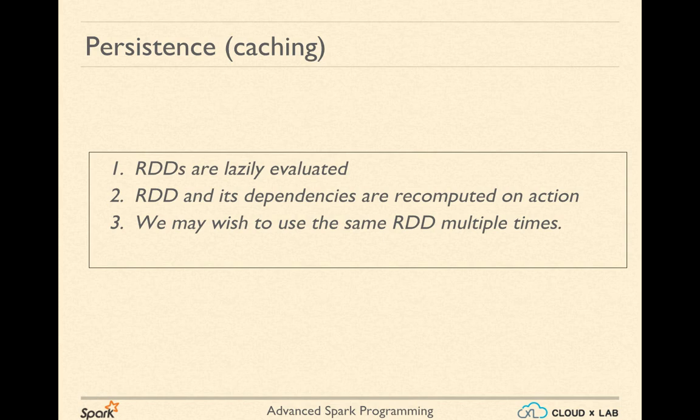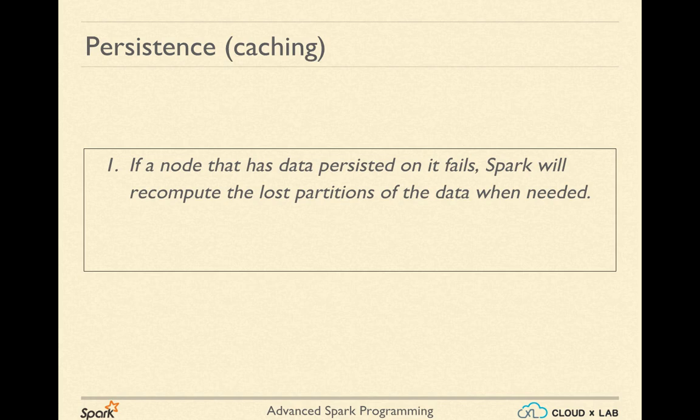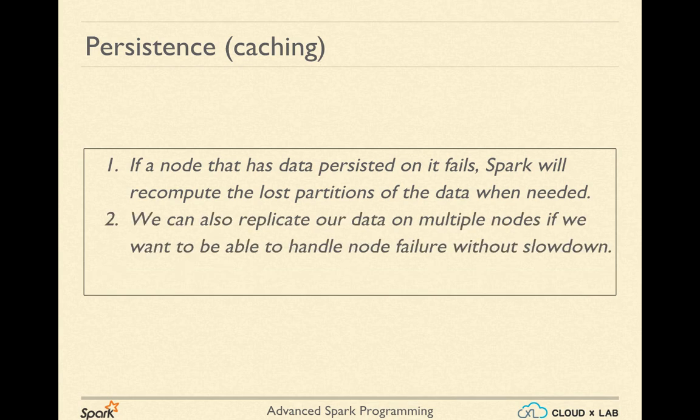Also, we may wish to use the same RDD multiple times. So to avoid recomputation of an RDD, we can cache or persist it using the function provided on RDD. If a node that has data persisted on it fails, Spark will recompute the lost partitions of the data when needed. We can also replicate our data on multiple nodes if we want to be able to handle node failures without slowdown.